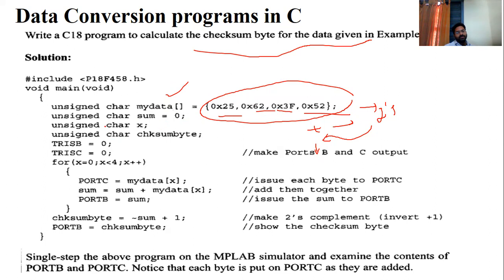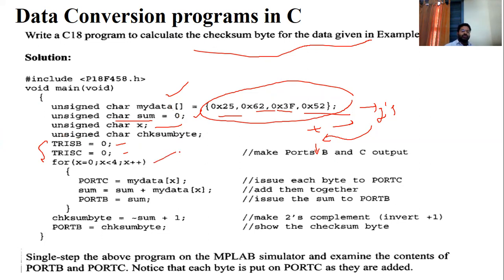By checksum, we can assign this value 0 to some x value. See this, we can make port B and port C the output ports. But the problem does not say which port you are taking, port B or port C, whatever. So for simplicity, we are taking port B and port C. This is not mandatory, but because they are not given in the problem, you can make port B and port C output.